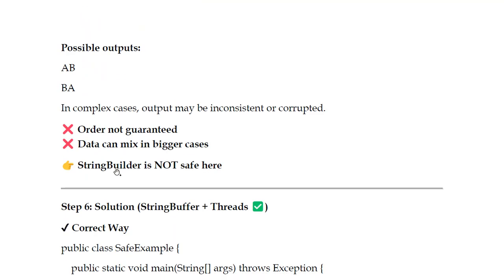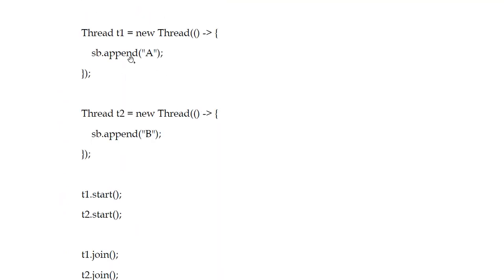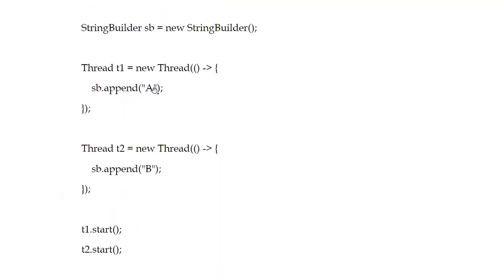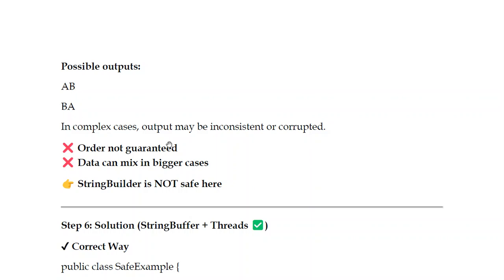So what are the possible outputs? AB or BA. At the same time, multiple persons are working in parallel. One person is doing A, another person will do B, appended. Or some person first does B, appending to the string, and the other person does A, giving BA. So the possible outputs are like this. In complex cases, output may be inconsistent, whether A is adding now or B is adding now. So order is not guaranteed. Data can mix in bigger cases.